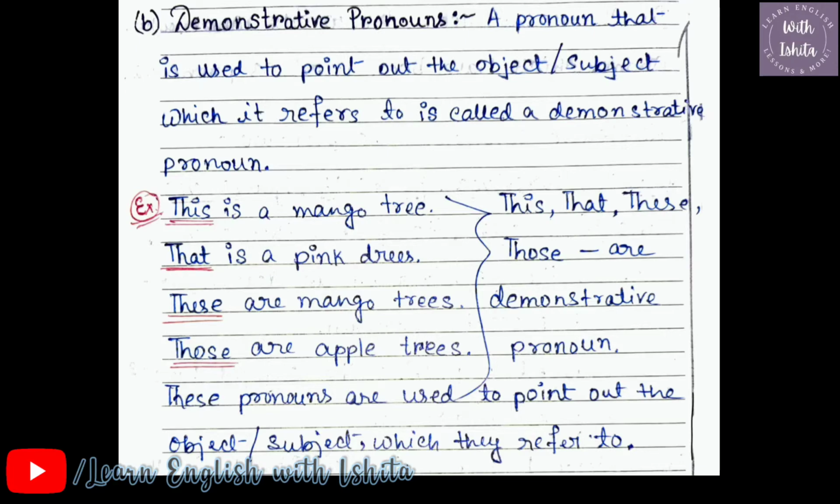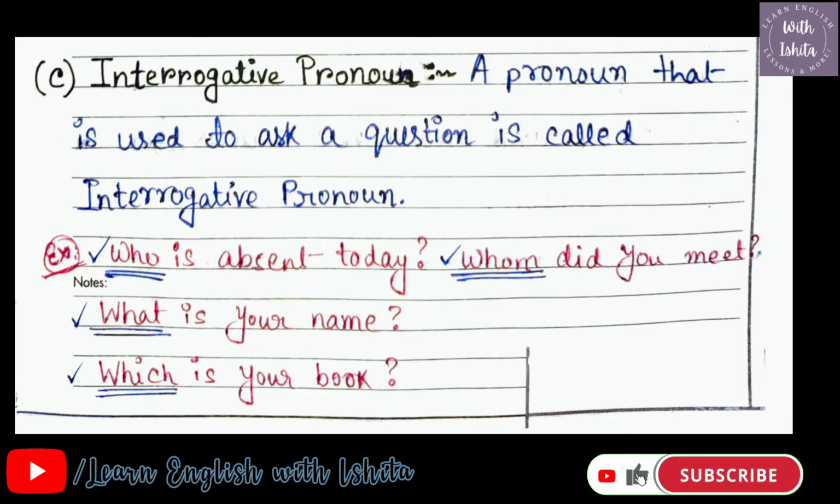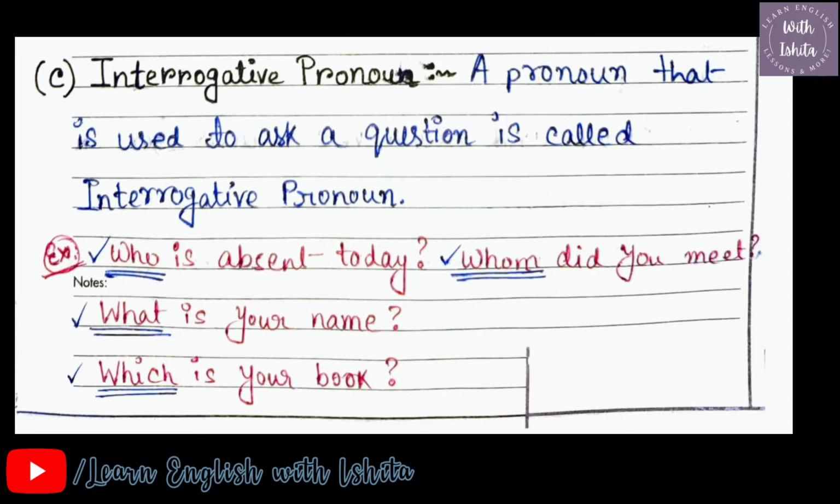Now we will talk about interrogative pronoun. A pronoun that is used to ask a question is called interrogative pronoun. For example, who is absent today? What is your name? Which is your book? Whom did you meet? In these following sentences, who, what, which, whom are the examples of interrogative pronoun.